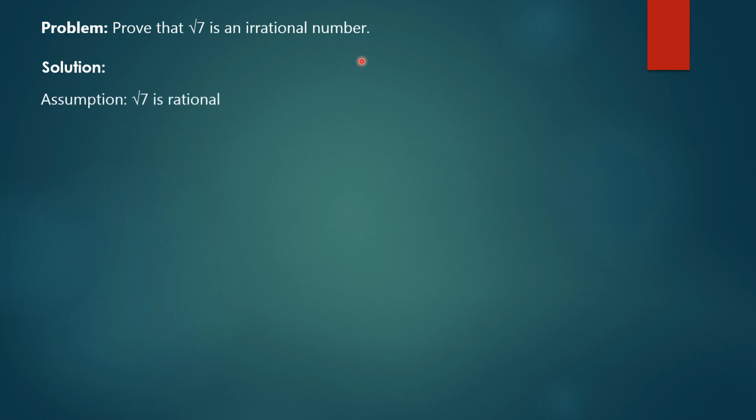Therefore, my assumption is root 7 is rational. That means you have to assume the opposite of the given statement. You have to prove that root 7 is irrational, so you have to assume root 7 is not irrational. Not irrational means rational only. Any real number you take should be either rational or irrational. In the contradiction method, you have to assume that the given statement is not true. Root 7 is an irrational number is not true. Not true means false. Root 7 is an irrational number is false. That means root 7 is rational. Therefore, the assumption is root 7 is rational.